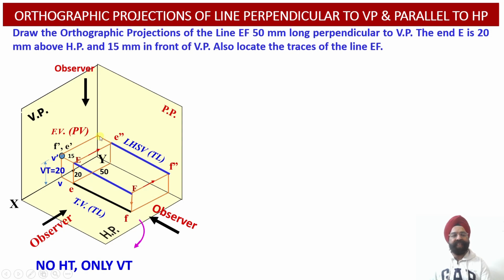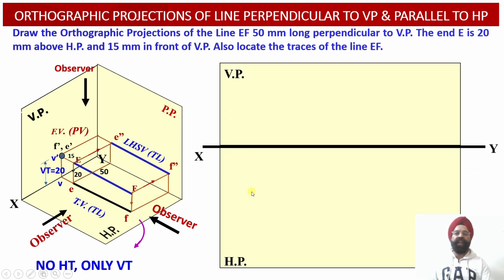And this one is the extension of the true length, which is obtained in the profile plane. So this way we have been able to establish the correlation between front view, top view and left hand side view projections, which have been shown in the 3D spatial coordinate location over here. Now let us proceed with the construction of the orthographic projections of this particular line EF.